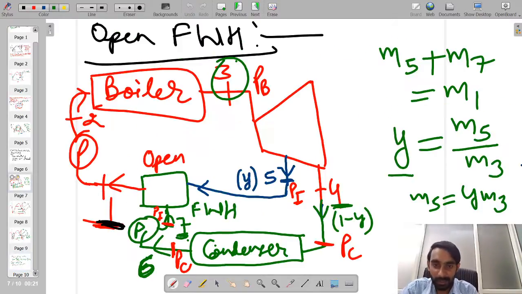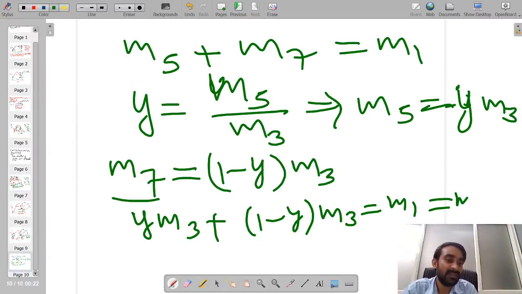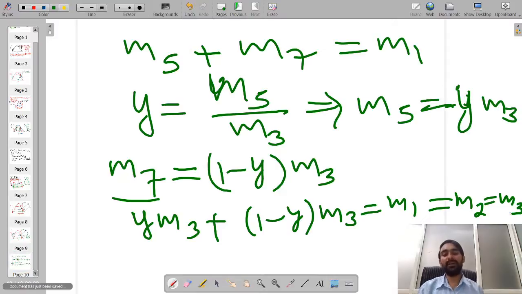If you compare over here, what is happening is that this m3 is coming from the boiler, and inside the boiler there is no addition of mass. Similarly, inside the pump there is no addition of mass. So both these quantities will be equal, m2 equal to m3. So m3 will cancel, and ultimately we get 1 equal to 1. It means the left hand side is equal to the right hand side, which ensures the conservation of mass.